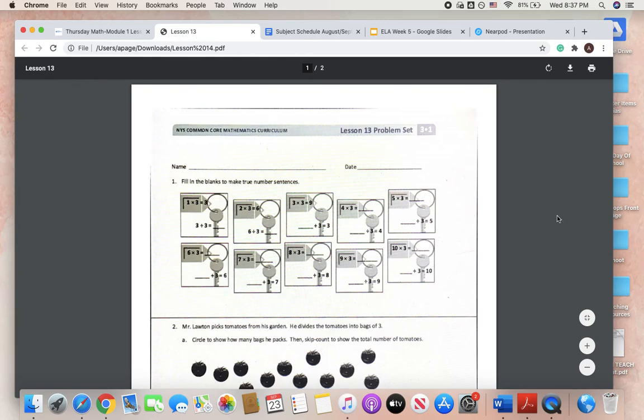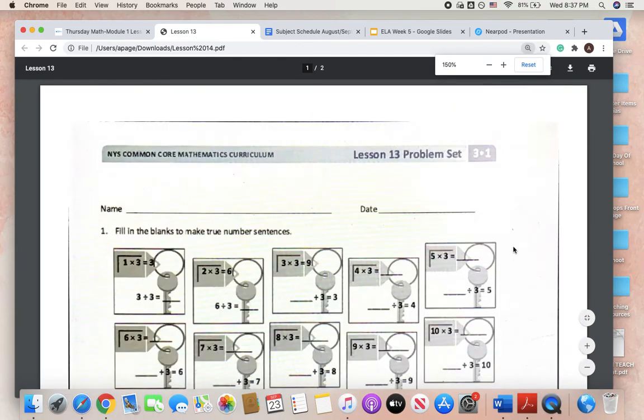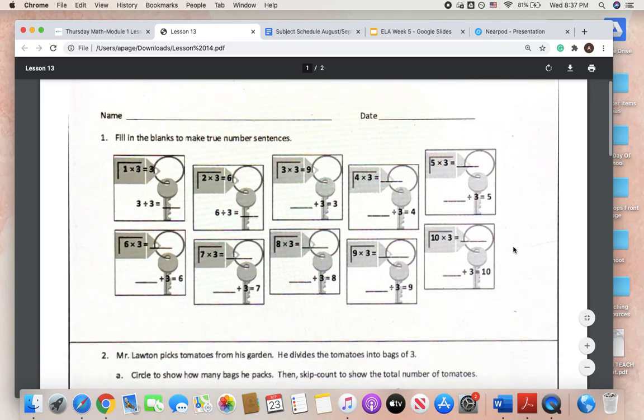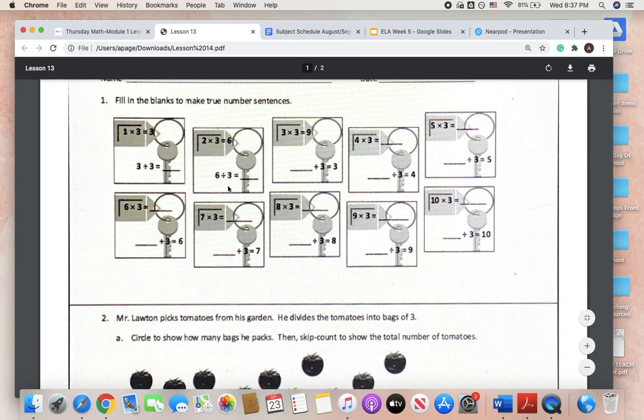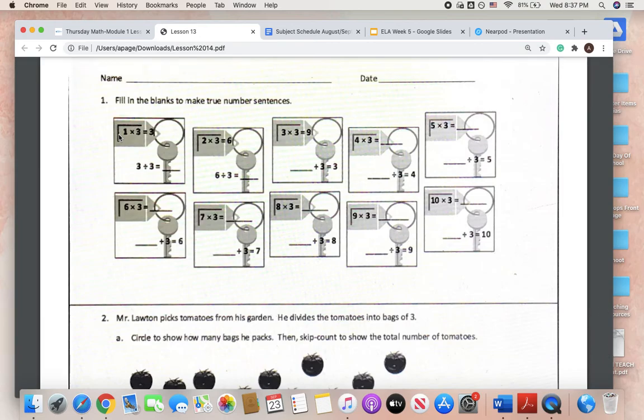So here's our problem set. Fill in the blanks to make true number sentences. Okay, so if 1 times 3 equals 3, if there's one group with 3 in each group, for a total of 3, what is 3 divided by 3? 3 students divided into 3 groups equals how many students in each group?